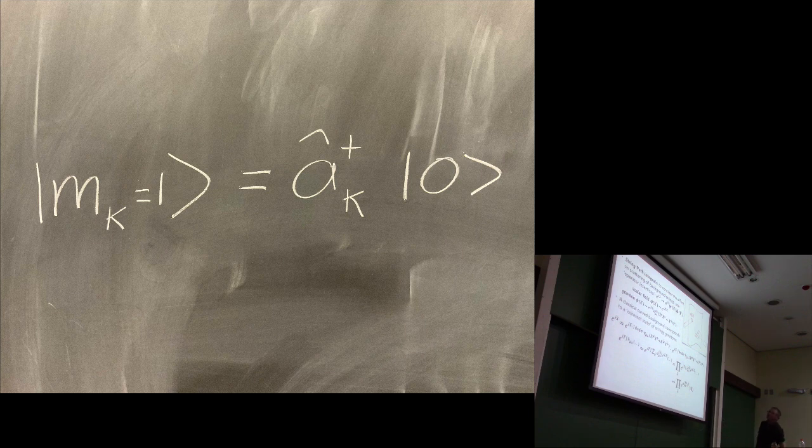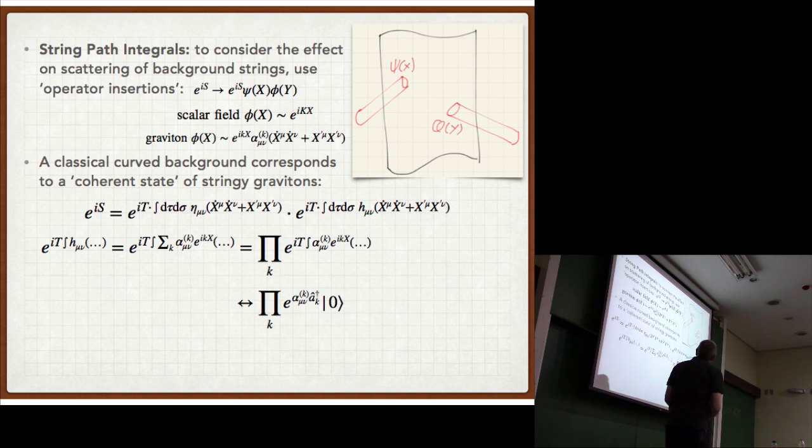So each one of these corresponds to a state of, remember m is our excitation number, so I get a single excitation of the kth level. And if I write that out in terms of creation and annihilation operators, I want the creation operator for the kth mode acting on the vacuum. And so, yeah, it's kind of heuristic.